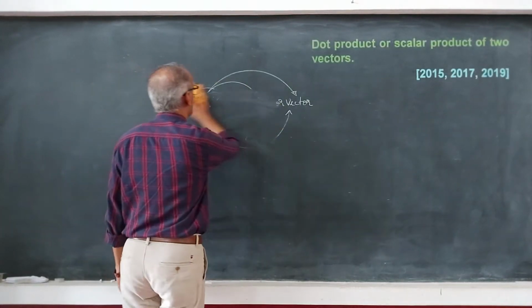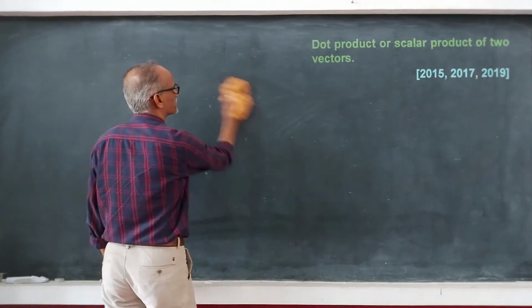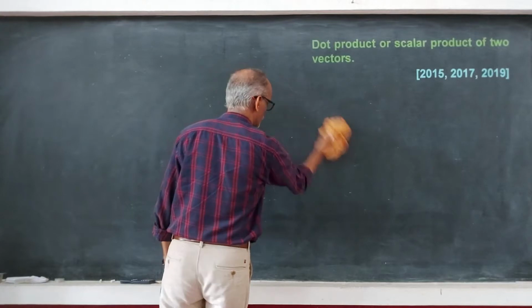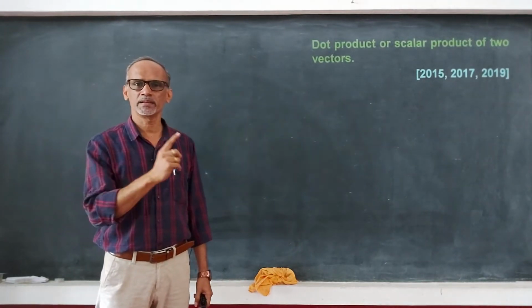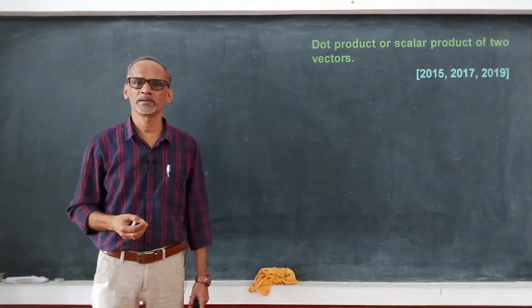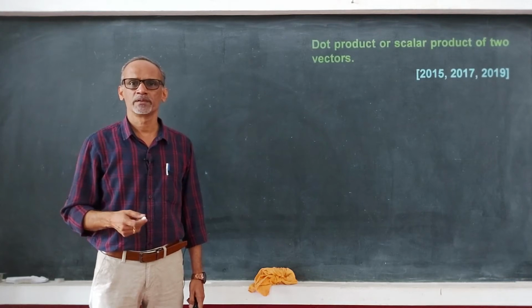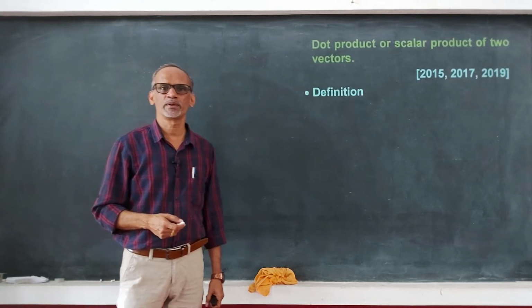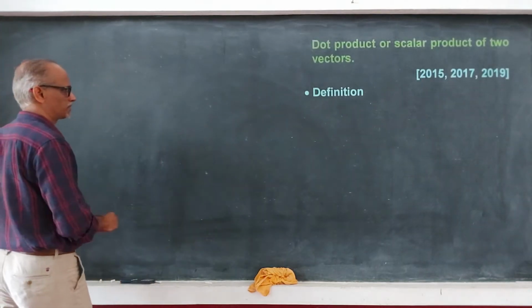So first one, the dot product of two vectors. It is also called the scalar product of two vectors. Why? Because when you multiply two vectors, you will get a scalar quantity. So, an important question, it has appeared 3 times in the examination. So let's start with the dot product of the two vectors. So the first point is, what is the definition? How to define the dot product?